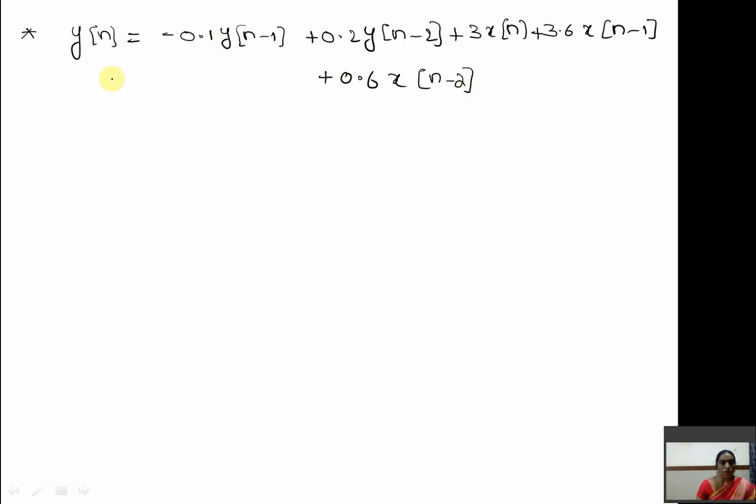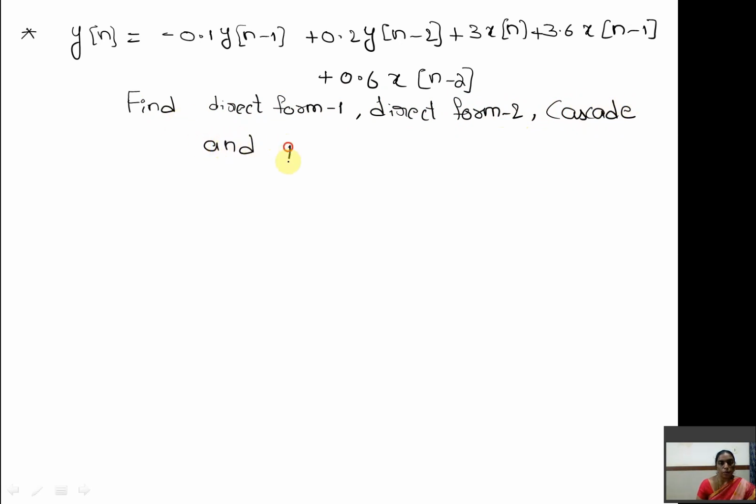So for this IIR system, determine or find direct form 1, direct form 2, cascade and parallel realization structures.